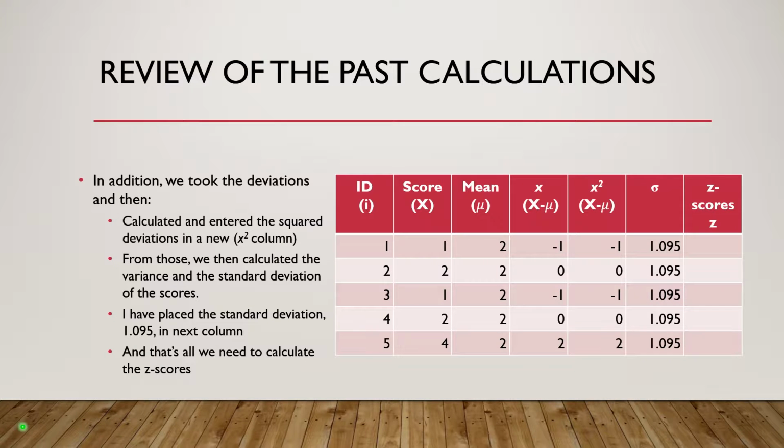In addition, we took the deviations and then calculated and entered the squared deviations in a new column, x squared, here. And from those, we then calculated the variance and the standard deviation of the scores. I have placed the standard deviation, 1.095, in the next column. And that's all we need to calculate the z-scores.